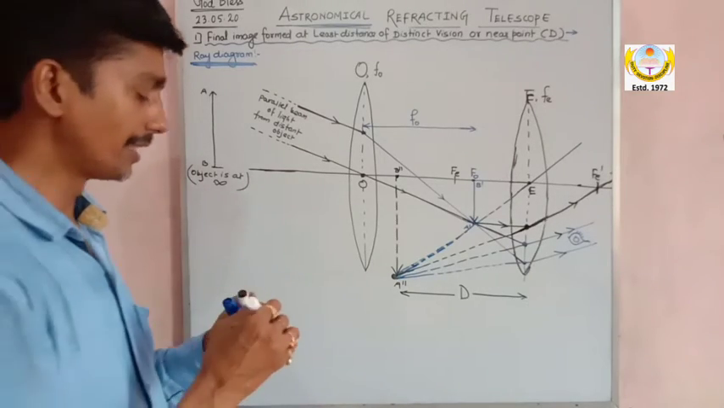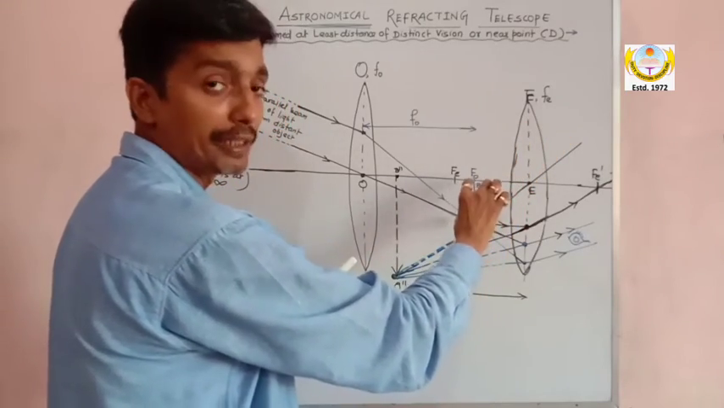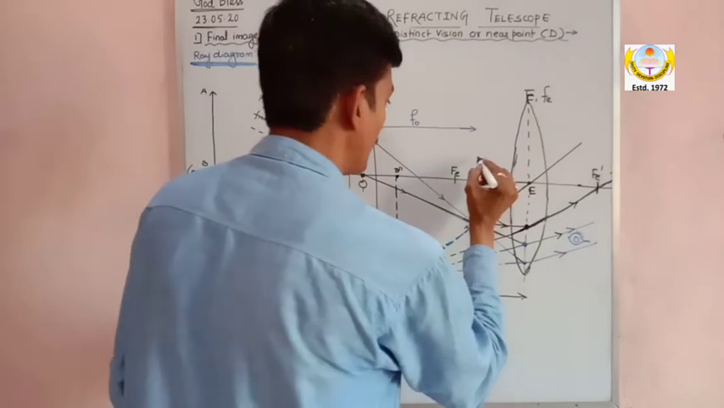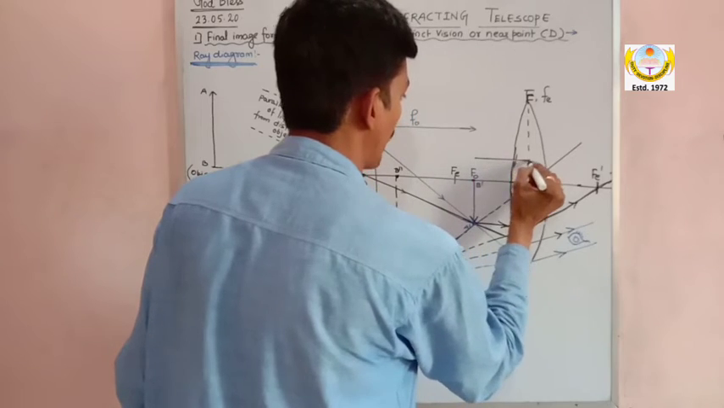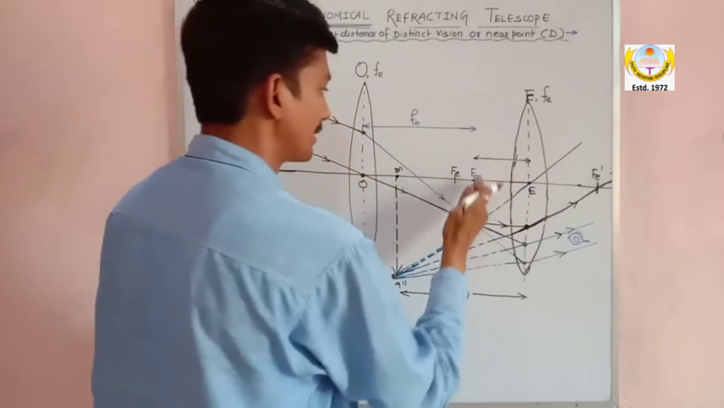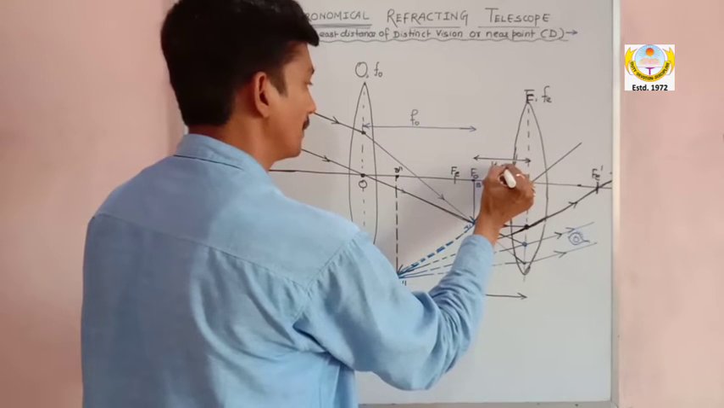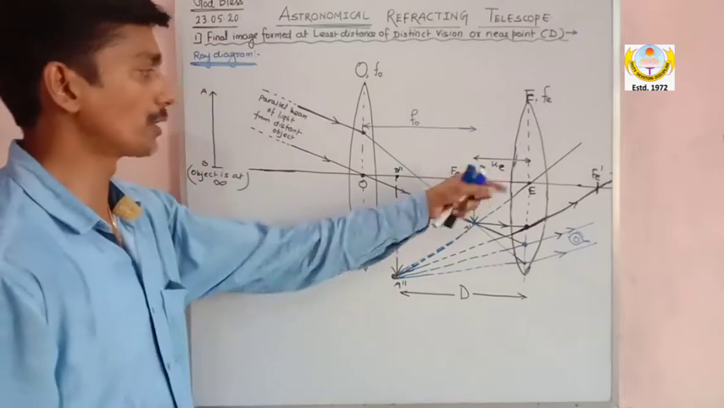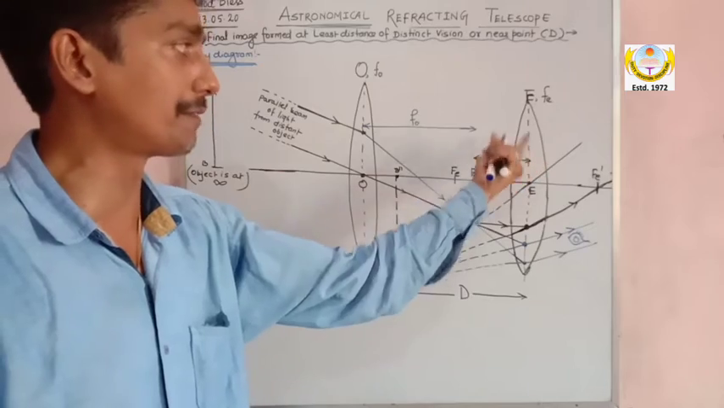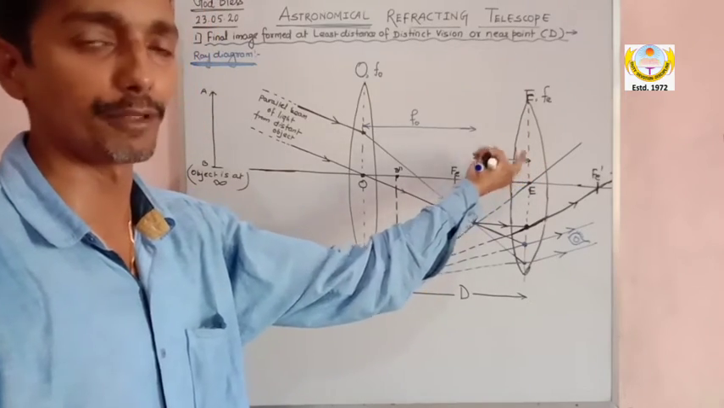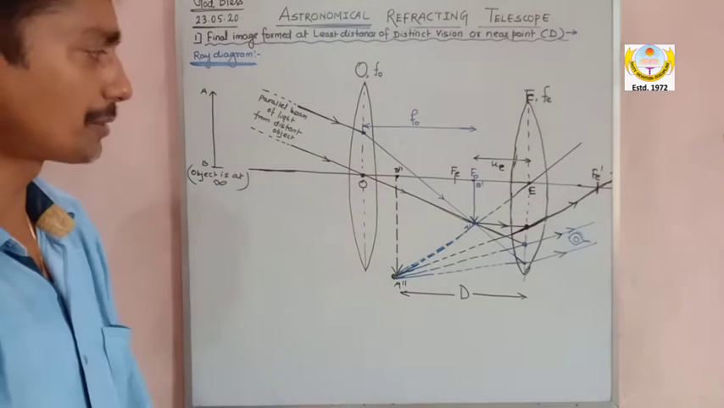One is, since this is the objective for the eyepiece, A dash B dash becomes the object for the eyepiece. So I will take this distance from the objective, as this is the object distance from the eyepiece. Let this object distance be UE, the object distance for the eyepiece, because the image A dash B dash becomes the object for the eyepiece. This is one thing. And next, one more last point.